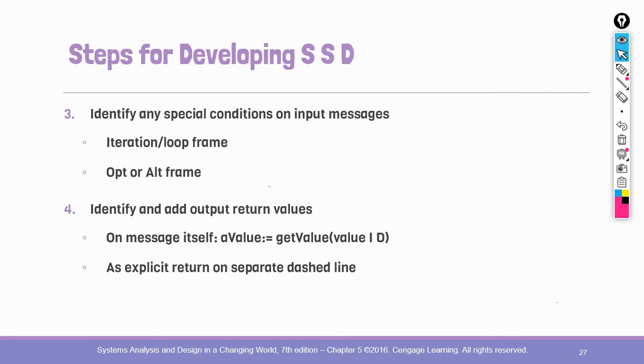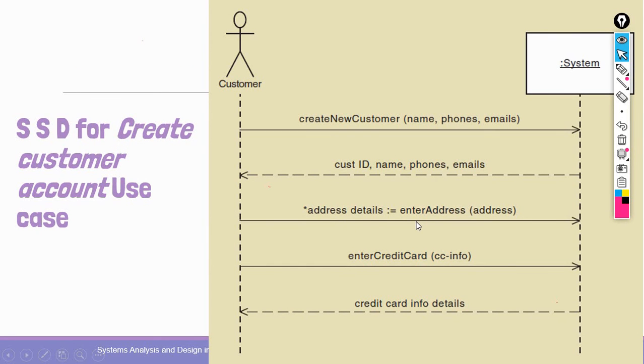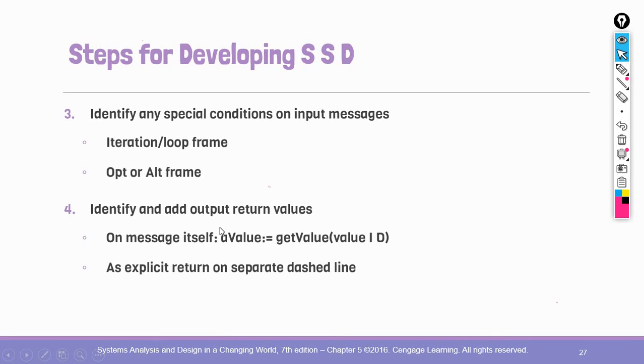The third step is to identify and add any special conditions on the input messages, including iteration and true/false conditions. In this instance, the enter address message is repeated for each address needed for the customer. So the asterisk symbol in front of the message is shown. The fourth step is to identify and add the output return values or messages.